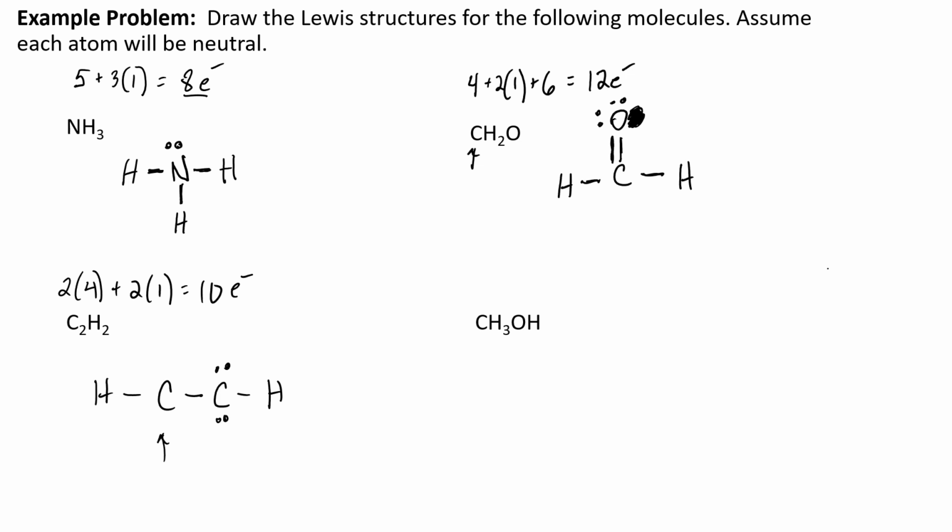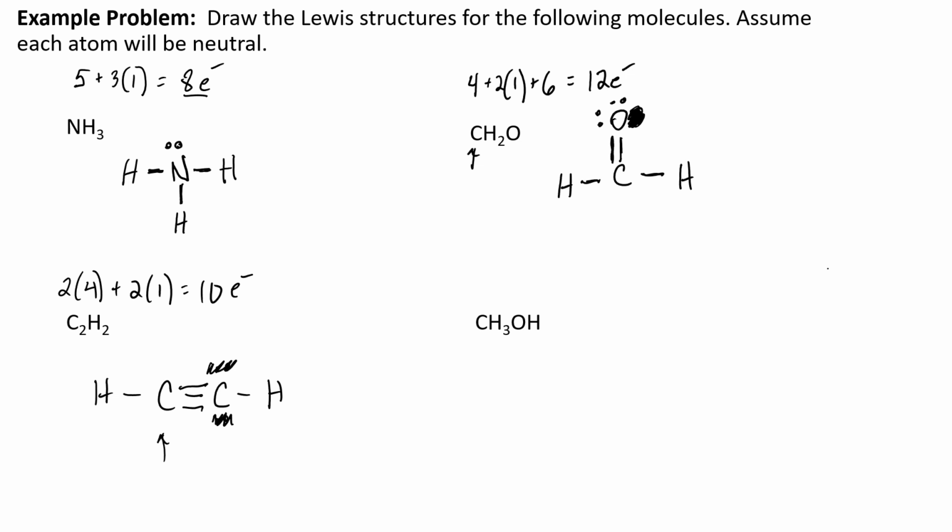Step 4 says put any extras on the central, which we don't have any extras. Step 5 is if your central atom does not have an octet, then you're going to have to use multiple bonds. So carbon can share that pair, and it can share that pair. Now each atom is happy.